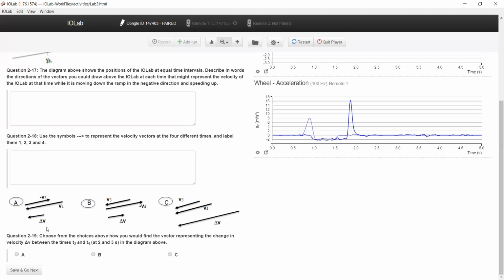Delta v is given. You may go, or you can do the analysis by yourself. v4 has to be pointing left. v3 still has to be pointing left because we are moving in the negative direction, but the minus sign will reverse the direction. v3 was this side, but minus will make it this one. If you do the delta v operation, you will get this result. You may go ahead, write your answers, click save and go next.